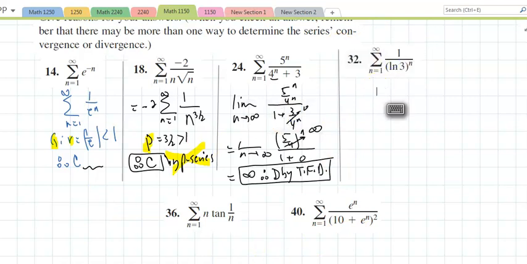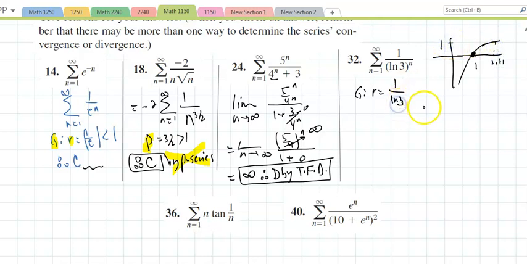How about 32? Again, I noticed that this is geometric. r is 1 over natural log of 3. Now be careful with natural log. Natural log, this is 1 at 2.71, y equals 0. Since that's bigger than that, this denominator is bigger than 1, then this is less than 1 for sure. Therefore, converge. That's all you have to show. If it's geometric, show me that r is less than 1 in absolute value, and you're set.